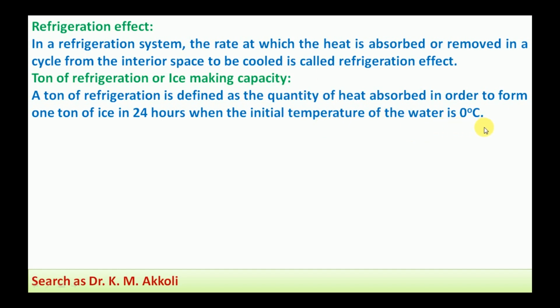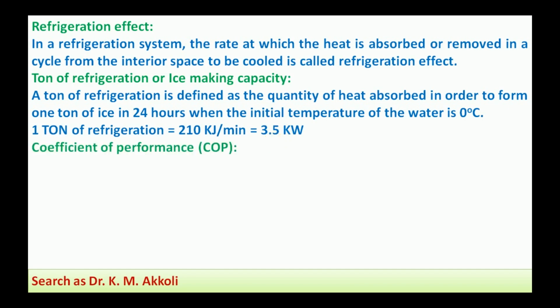degrees Celsius. That is called a ton of refrigeration, and 1 ton of refrigeration is equal to 210 kilojoule per minute or 3.5 kilowatt. This much amount of heat is to be absorbed or removed to form 1 ton of ice in 24 hours when the initial temperature of water is maintained at 25 degrees Celsius.